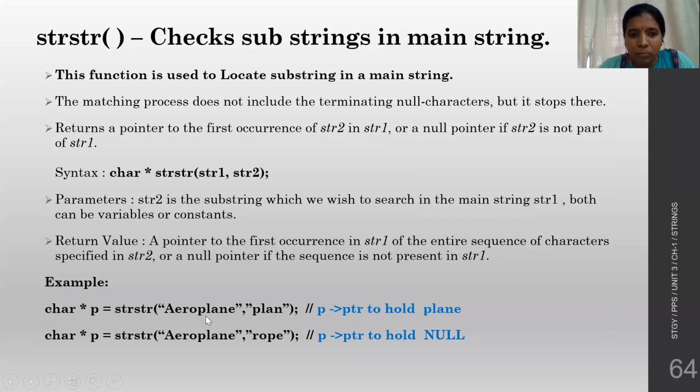Suppose, for example, I'm trying to search plan inside aeroplane. Just check out here. PLAN. Do you find it? Yes, we find it at this part P. So what it returns is the pointer to the place where it is found in the main string. So it returns the pointer to P. That means when I print it, I get PLANE as the answer. On the other hand, suppose I'm searching rope inside aeroplane. ROPE. I have ROP, but I don't have ROPE. So therefore it returns null.